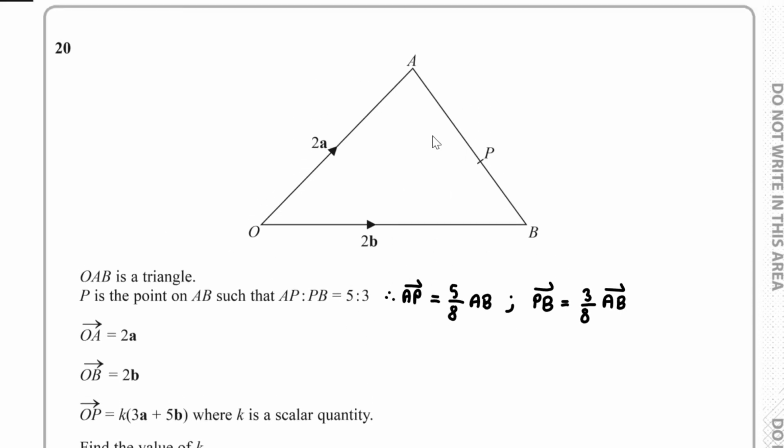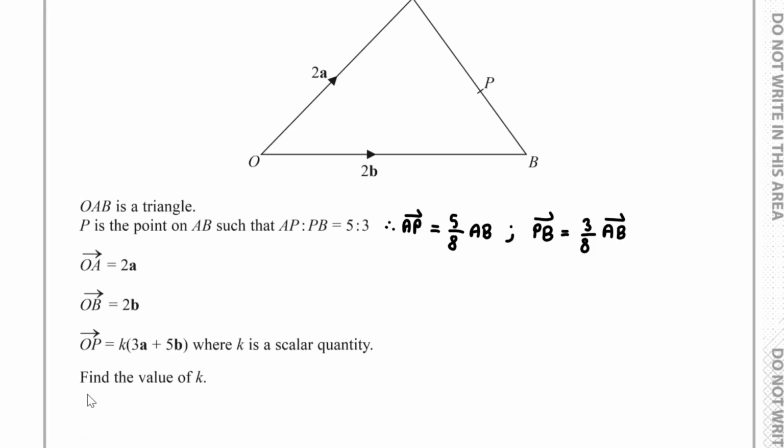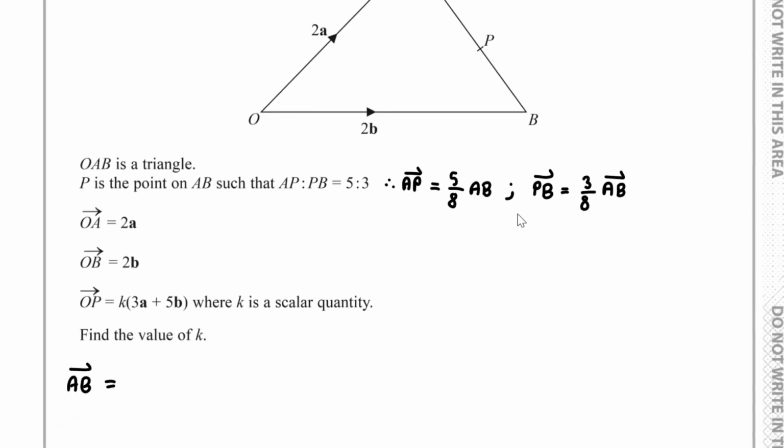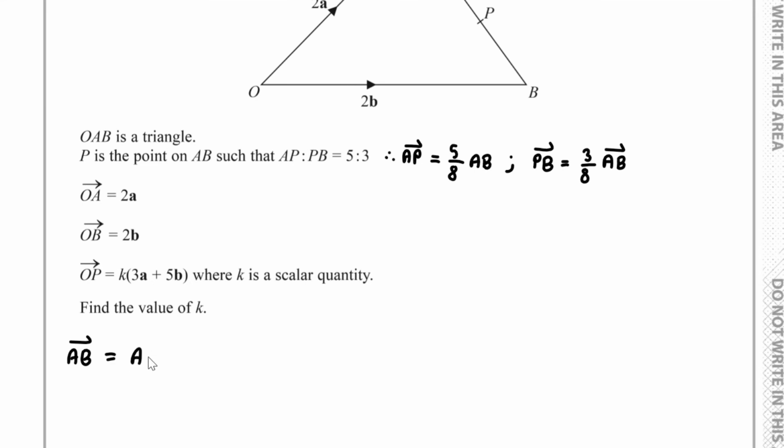So it might be a good idea for us to work out AB. AB, starting at A, finishing at B, well, we need to go to O from A, so we've got AO. And then we need to add on OB.